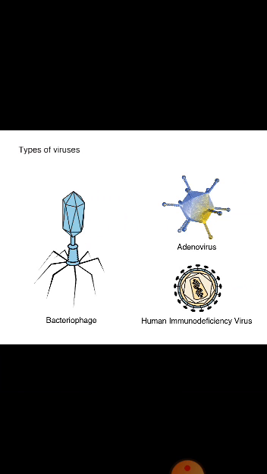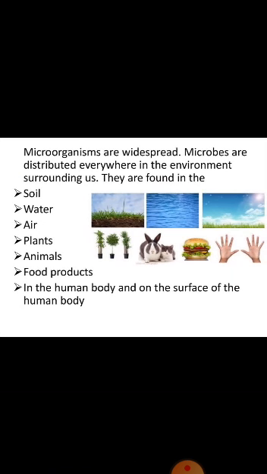Mostly viruses are inactive outside the host cell. As soon as they enter into a living cell, that is either a plant body or an animal body or a bacterial body, it becomes active and starts multiplying in number, and they produce a large number of organisms and cause the disease. Now let us see where we find these microorganisms.